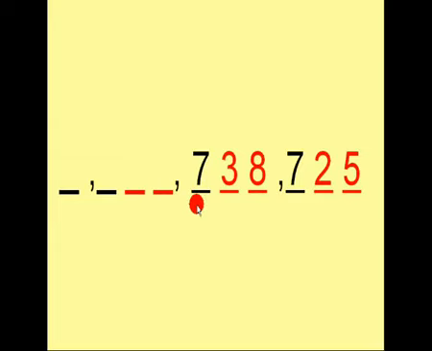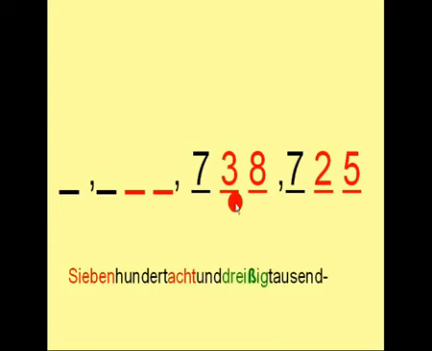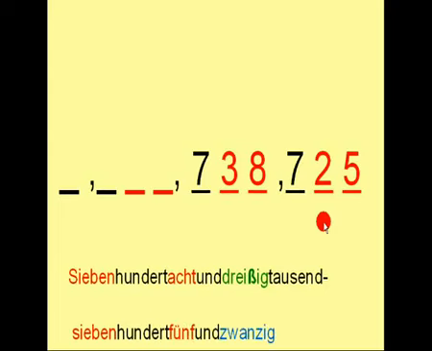Now what about this one? We start mentioning from left to right. So what is this kind of a number? 700. 38,000. So this one is 738,000, and then we just simply continue with 725. And as you can see here, the red ones are always switched in the mentioning order.